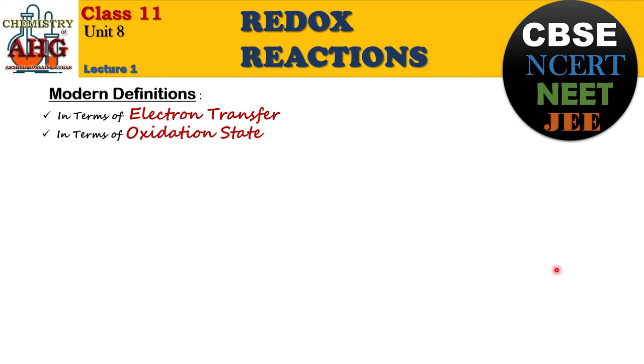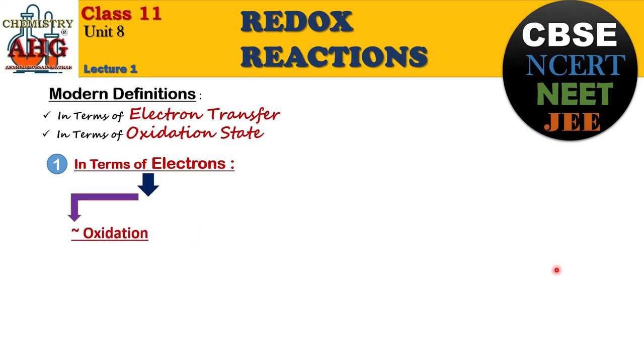Very simple. Look at this. According to the first definition of the modern concept, in terms of electrons, what you must remember is that oxidation is the loss of electron. Oxidation is the loss of electron. Remember, whenever there is oxidation, there would be loss of electron, removal of electron.